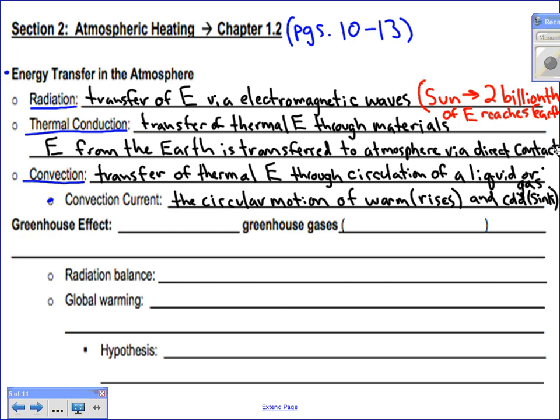Now, when we look at the greenhouse effect, okay, the greenhouse effect is something you may have heard of before. This is the process by which greenhouse gases like carbon dioxide and water vapor absorb the thermal energy from the sun and radiate it back to the Earth. Okay, so the greenhouse effect is the process by which greenhouse gases, and some examples of these are going to be carbon dioxide and water vapor.